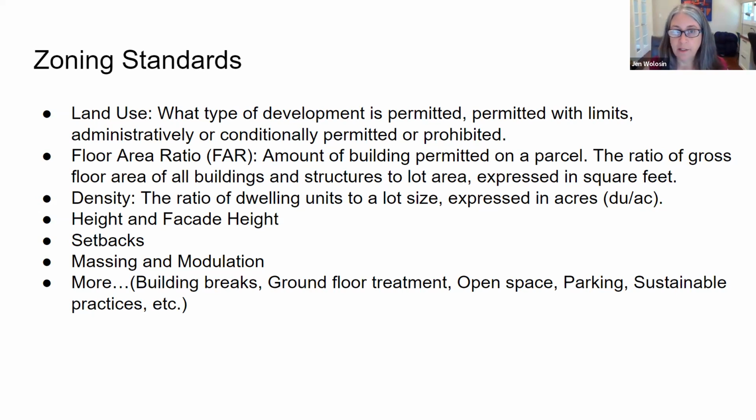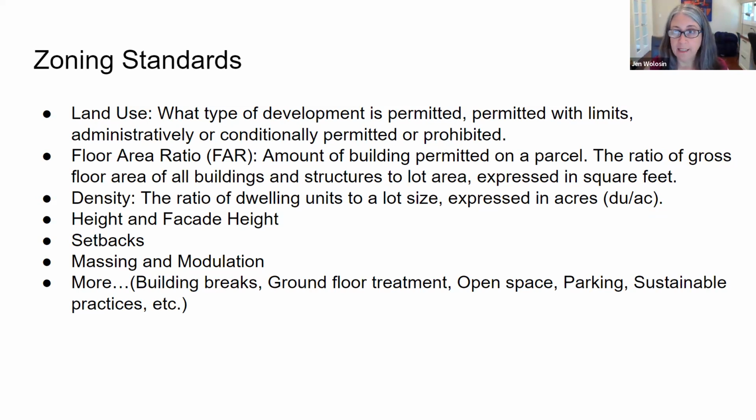So there's a lot of different zoning standards that fall within the category of zoning. There's something called land use, which is the type of development that's permitted, either outright or conditionally. There's something called floor area ratio, or FAR, which talks about the amount of building that's permitted on each parcel. And that's usually expressed in square footage to the amount of lot space. There's density, which is dwelling units per acre. DUAC is something we're going to see. So how many units can be on any acre of land?